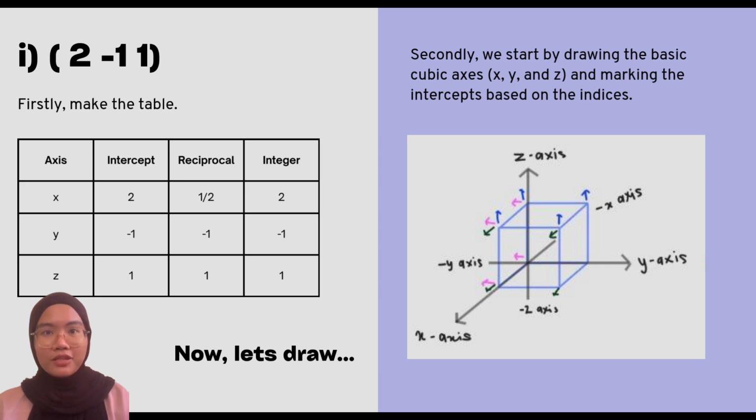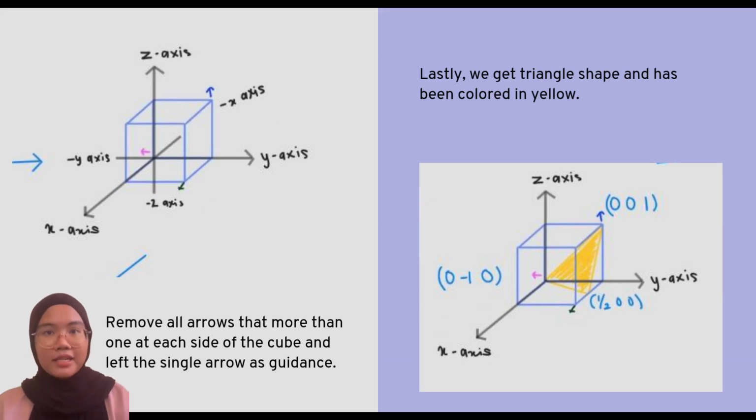Now, let's draw the diagram. We draw the x, y, and z axes and mark the intercepts. For this plane, we mark the arrows at the x-axis on the positive side, the y-axis on the negative side, and the z-axis on the positive side. Next, clear all the arrows except the ones with the single arrow, which is halfway along x, 1 full unit in the negative y direction, and 1 unit up in z. Finally, the cube shows the actual 2, -1, 1 plane, which is shaded in yellow.